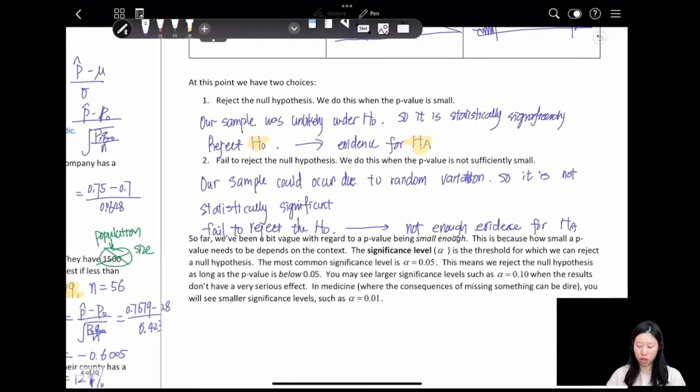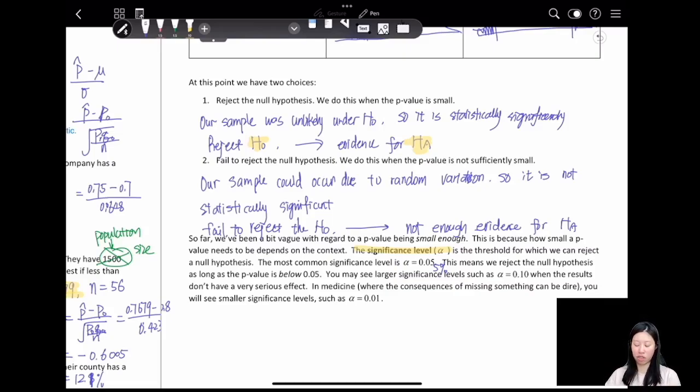So far we've been talking about when the p-value is small enough or not small enough. How do we determine it? Now we introduce a new concept called the significance level, with the notation alpha. Alpha is the cut-off value, or threshold, for which we can reject the null hypothesis. The most common significance level is alpha equals 0.05, which is 5%. Sometimes they use percentages, sometimes decimals. This means we reject the null hypothesis as long as the p-value is below 0.05.